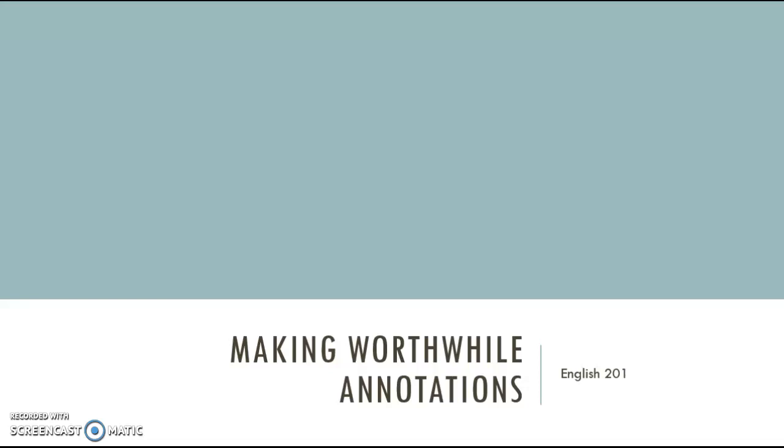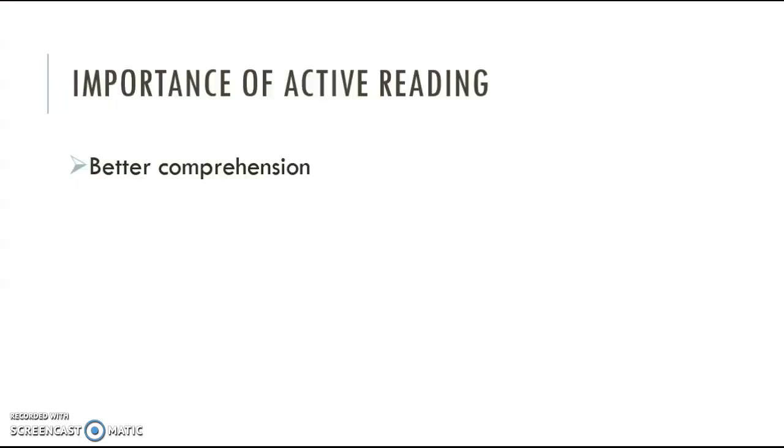This video is going to review how to make worthwhile annotations on a text that you're reading. Remember that making annotations on a text just means that you're writing down notes in the margins that show whatever it is you're thinking about as you're reading. It's important to do this kind of active reading because when you are actively thinking about it and taking notes, you remember things a lot better, you have better comprehension.